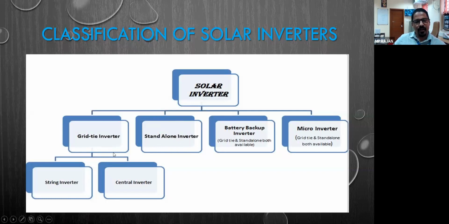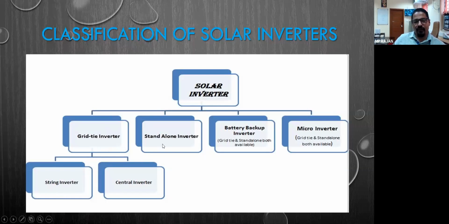So accordingly, inverters also we can classify. One is the grid tie inverter, the inverter which is normally used in the grid tie solar power system, and it is further subdivided into string inverter and the second one is central inverter. In a grid tie power system, a grid tie inverter is used. It has different characteristics that we are going to discuss. So grid tie inverter is of two types, one is string inverter, the other is central inverter.